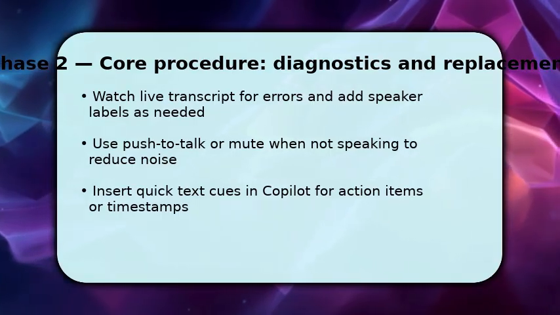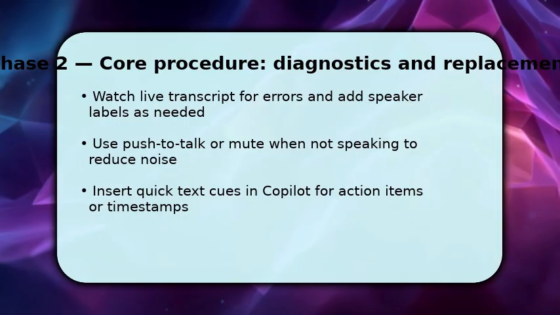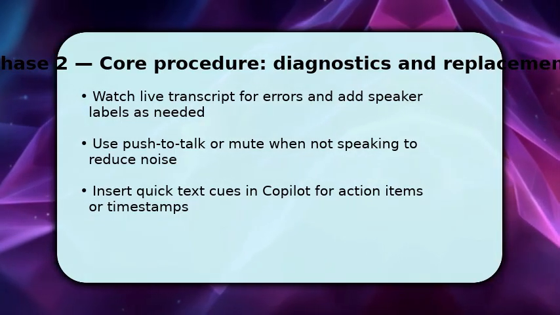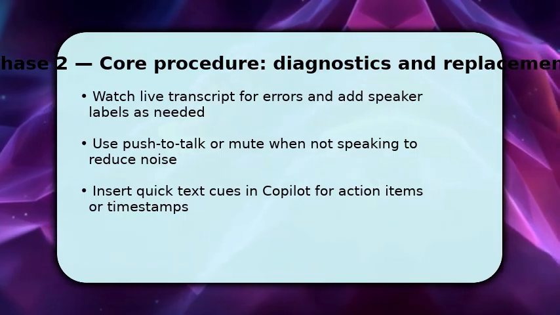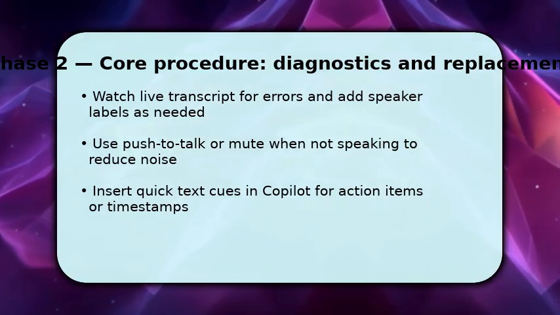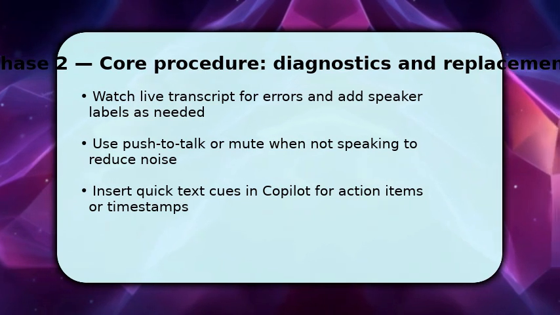Make sure to tag speakers when roles switch and insert inline markers like action or decision to flag items. Once done, use timestamps for key moments. They make review efficient. You'll limit post-meeting editing by steering the transcript while the conversation is fresh.